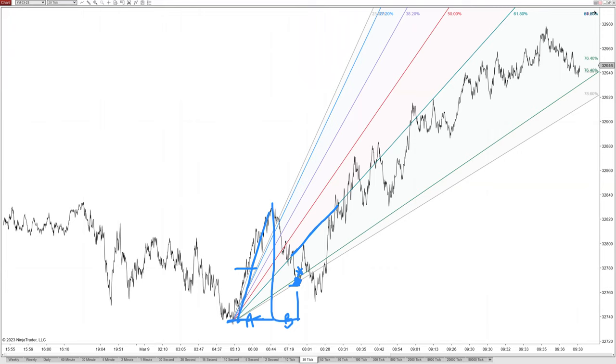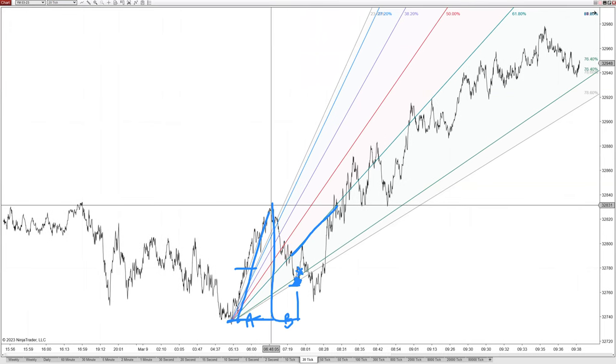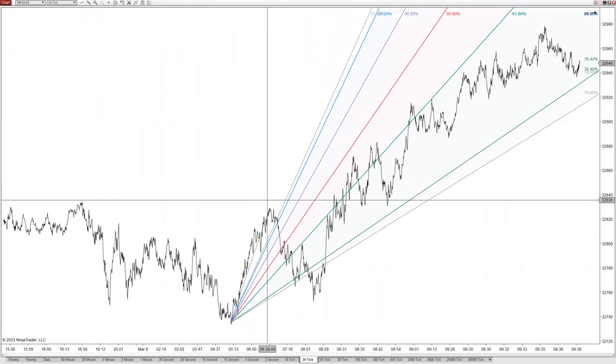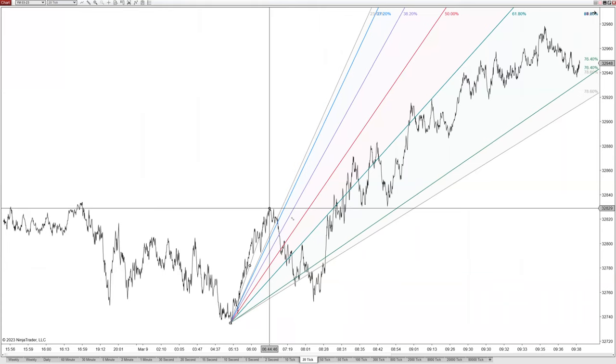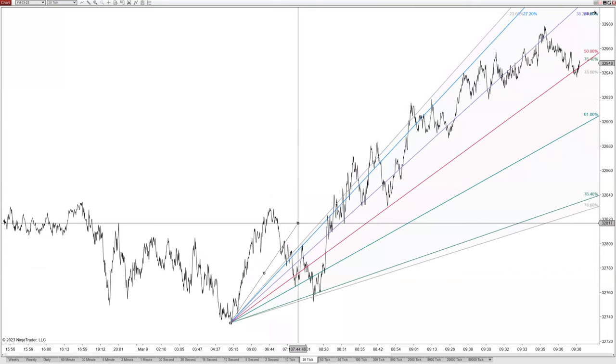Let me grab my mouse one. And all I'm going to do is I'm just going to take the top of that fan, which I need to clear this so I can see it. And I'm going to pull it down so that that pivot right there hooks up with the 61.8%. That now gives me the zone that I really want to look for a better reversal strategy.